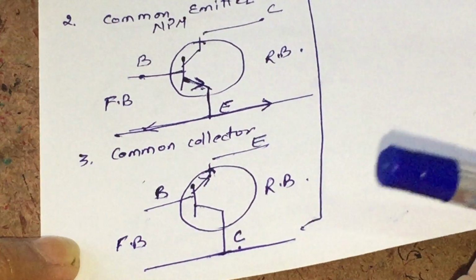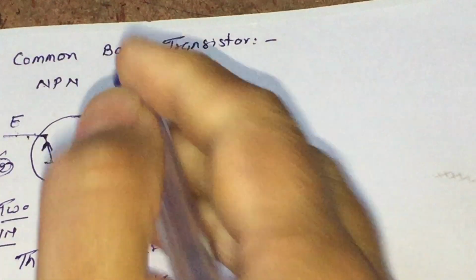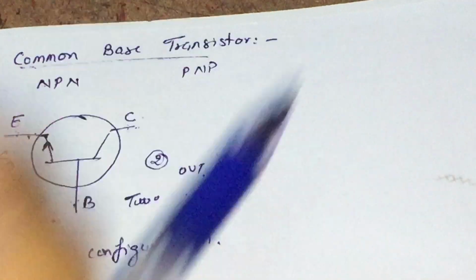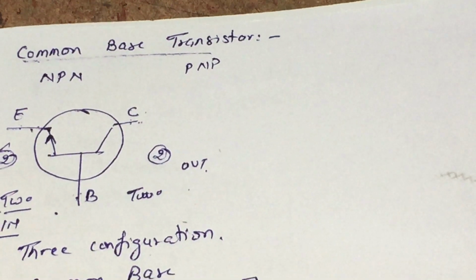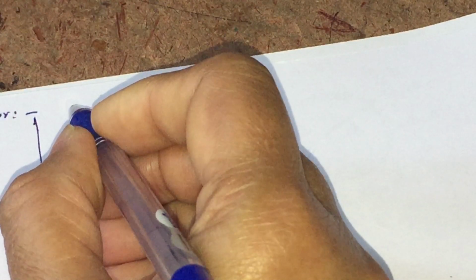Now we will discuss today's topic, that is the common base transistor. In the common base transistor, to explain its features, we have to explain its characteristics. Characteristics are graphs between two physical quantities, and in the case of our configurations, we take the third quantity as a constant. Let us now explain what the common base transistor configuration is.